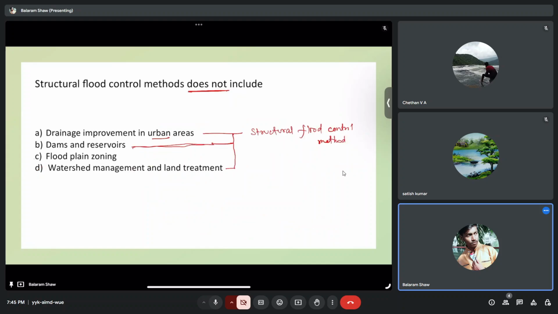But this one is non-structural: floodplain zoning. When we talk about dams and reservoirs, we have the dead storage zone, the live storage zone, some freeboard, and some extreme flood zone, something like that. This is a non-structural flood control method. So the correct answer for this question will be floodplain zoning. Okay. There are several kinds of floodplain zoning that we have studied anyway.